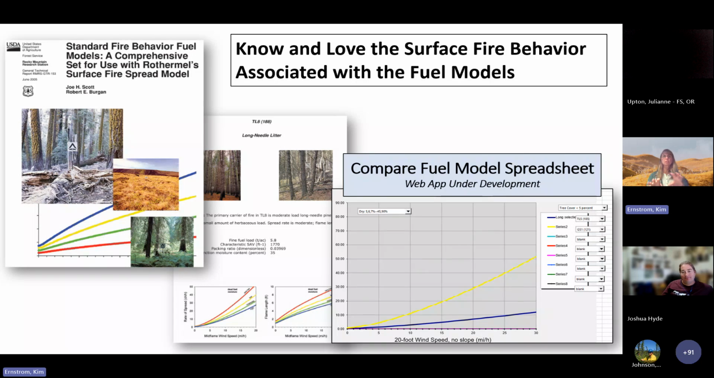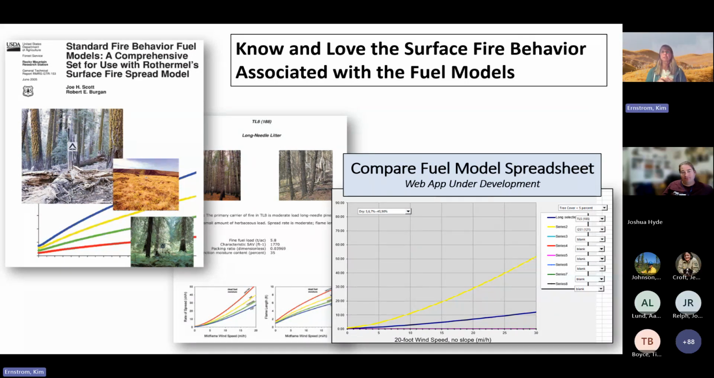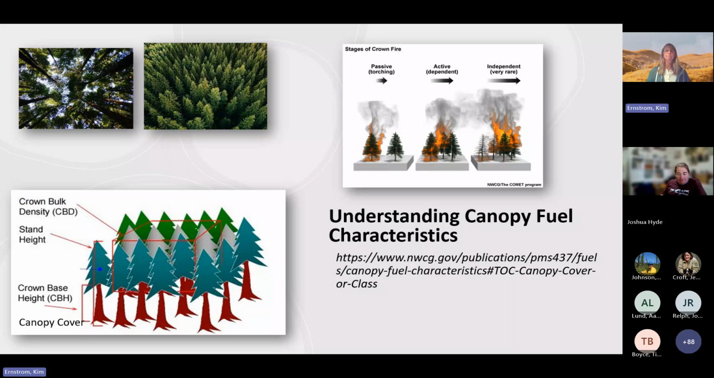But these two tools are the primary ones I really use when I'm trying to learn and figure out how to adjust things when it comes to surface fire behavior, right? This is the surface fire behavior part.